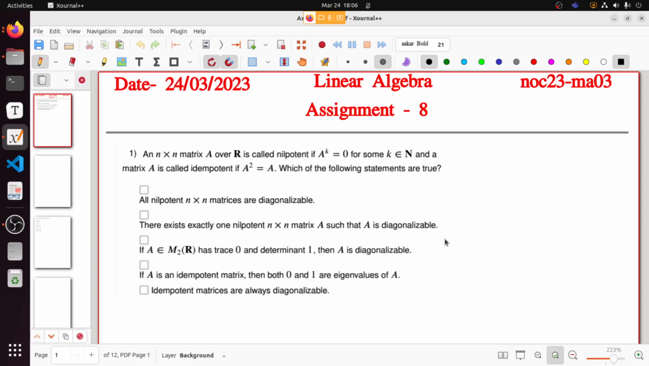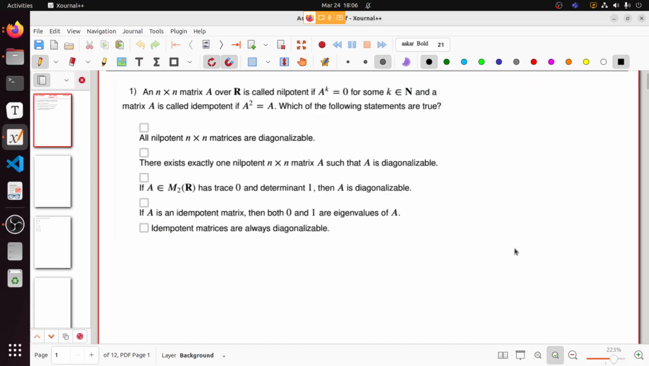So first question: an n cross n matrix A is given over R. It is called nilpotent if A to the power k is 0 for some k, and the matrix is called idempotent if A square equals A. Then you have to check which of the following statements are true. The first option is: all nilpotent matrices are diagonalizable. Right. So let's check.